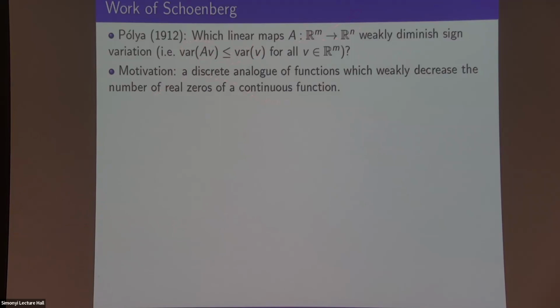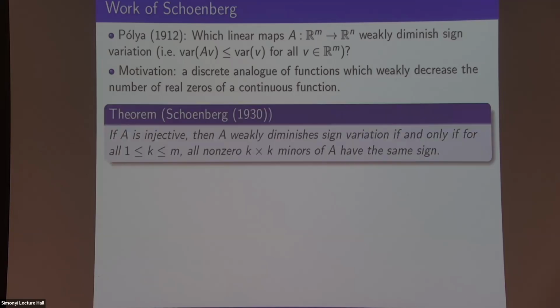And again, his motivation was thinking of sign variation as a discrete analog of the number of zeros of a continuous function. And so this is asking which linear transformations weakly diminish the number of zeros, but in the discrete setting. And Schönberg showed that if A is injective, then we can view A as a matrix, and it satisfies Polya's condition if and only if, for all k, the non-zero k by k minors are all positive or all negative.